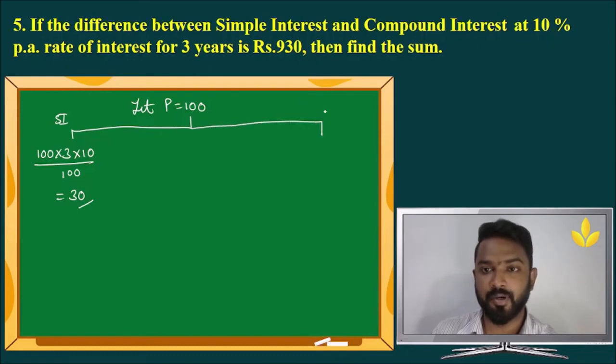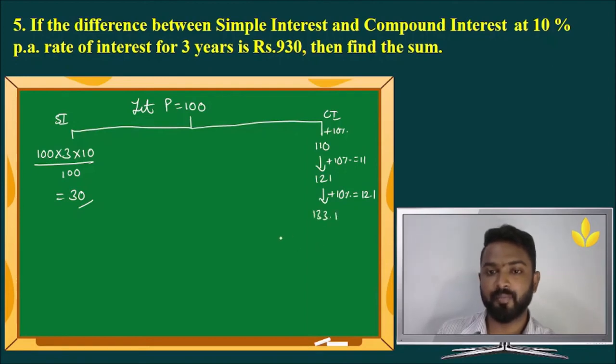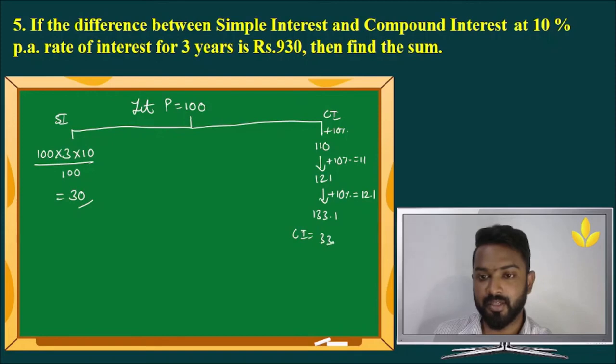Let's find the compound interest now. We first increase this by 10%. So it becomes 110. Then this increases by 10. That becomes 121. We already know this because this is 11. Then this increases by 10% because we are dealing with 3 years over here. 10% of 121 is 12.1. This gets added over here, 133.1. So the compound interest is this minus this, that is nothing but 33.1.